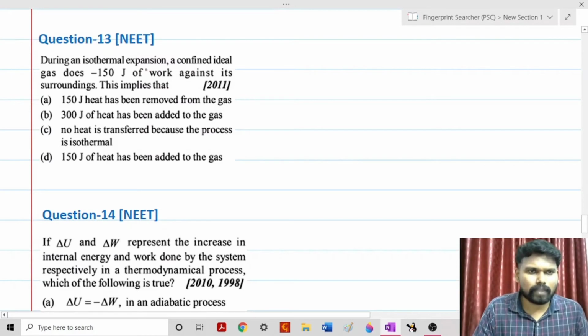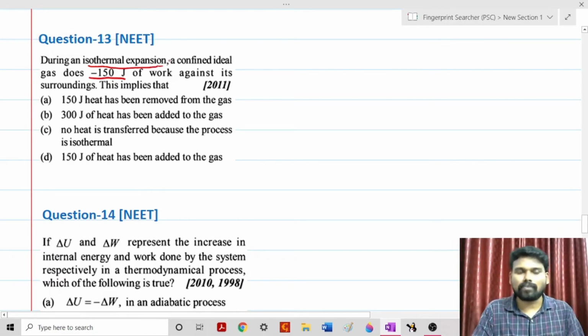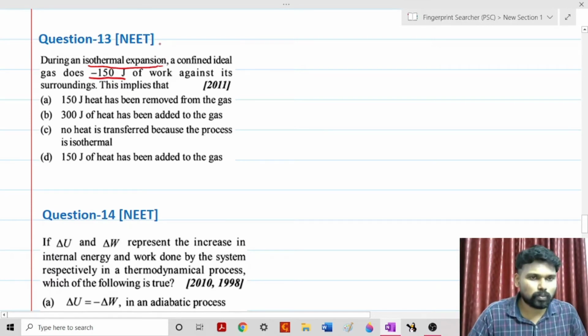During an isothermal expansion, a confined ideal gas does minus 150 joule of work against its surroundings. This implies that actually when we take the sign convention in physics, we usually take it as 150 joule positive because it is the work done during an expansion. In chemistry usually we are using the other sign convention. What increases internal energy is taken as positive. So when work is done on the system, that increases the internal energy, so that work is taken as positive, and the work done by the system or the expansion is taken as negative.